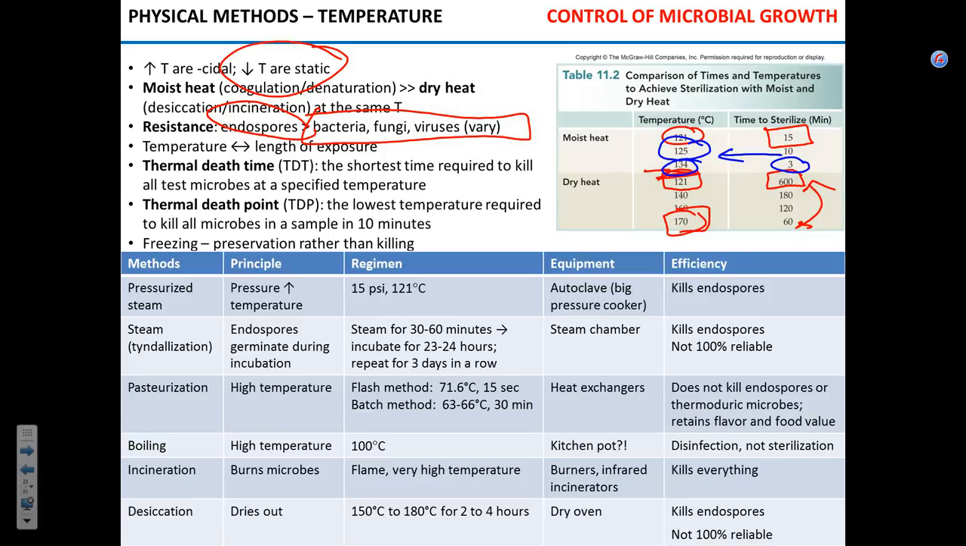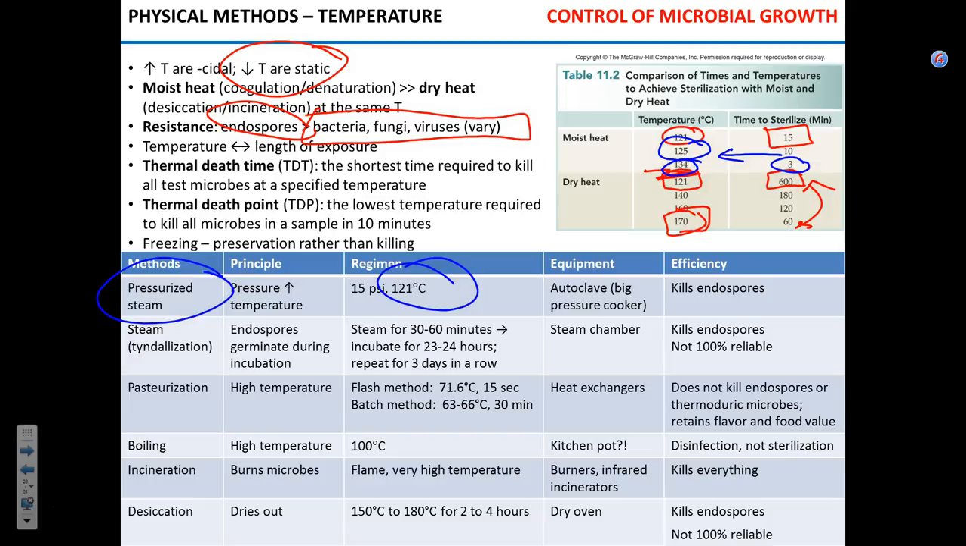Now let's talk about different methods. Autoclaving, pressurized steam. When you boil water, what's the boiling temperature? 100 Celsius. What's the steam temperature that goes off the water? 100, yeah, 100. Now, can you increase it? Yes, by increasing pressure. So autoclave is like a big pressure cooker, okay? Pressure is 15 psi. It is about 1.5 atmospheric. Temperature is 121. It kills everything, endospores included. Highly effective.